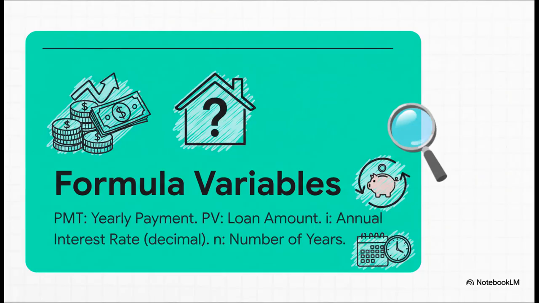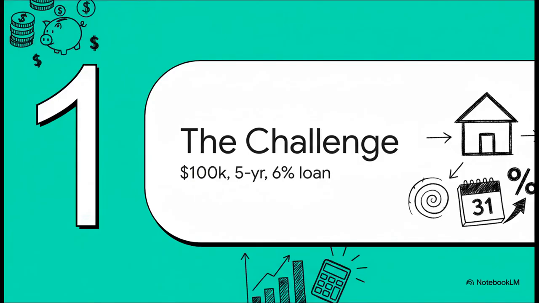First things first, let's just define our terms so we know what we're working with. PMT, that's the payment we're trying to find. Simple. PV is just a fancy term for your loan amount, the present value. I is your interest rate, but as a decimal, so, 6% becomes 0.06, and N is just the number of years. See, they're just letters standing in for simple ideas. Not so bad.